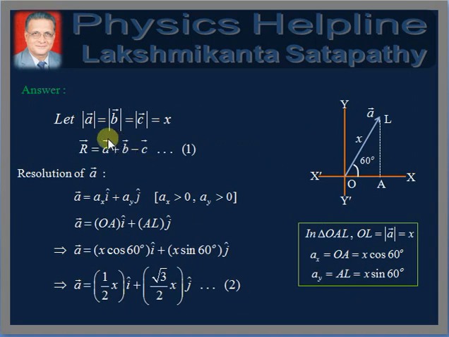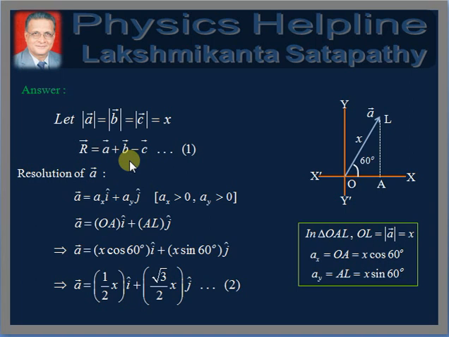Now for the answer. It is given in the question that the three vectors A, B and C are of equal magnitudes. Let it be equal to x. Therefore we write mod A is equal to mod B is equal to mod C is equal to x. Now we are required to find the value of tan beta, where beta is the angle made by the vector A plus B minus C with positive x-axis. Therefore we write R is equal to A plus B minus C.